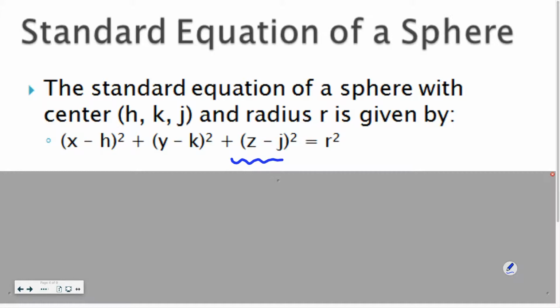We still have r squared. I know we're in 3 dimensions, but it's still r squared. The only difference is we add z minus l squared. I know, it's not in alphabetical order. People freak out every year. Just go with it. That's such a math thing to freak out about.